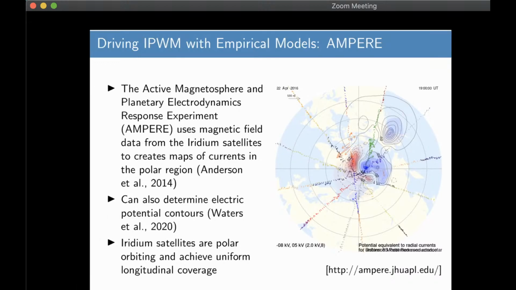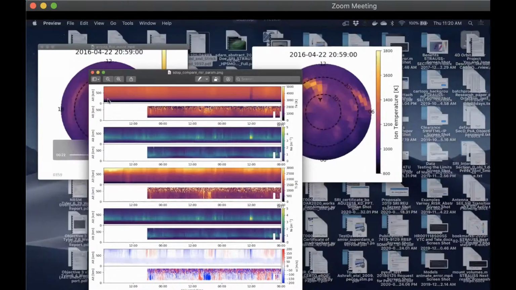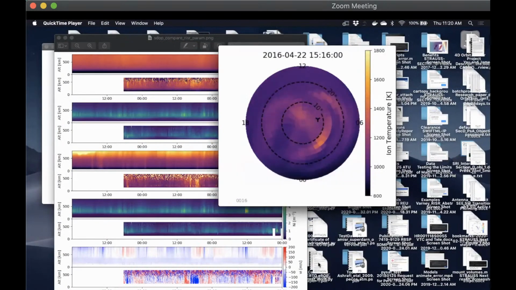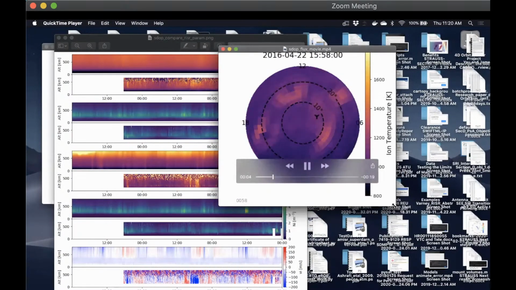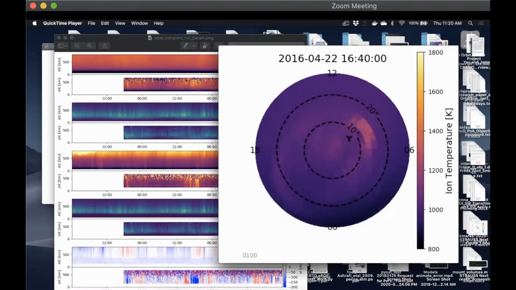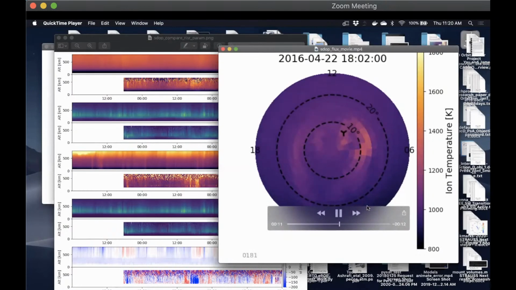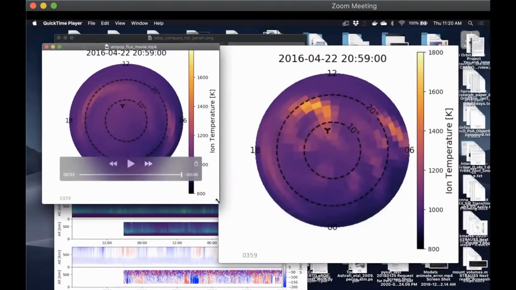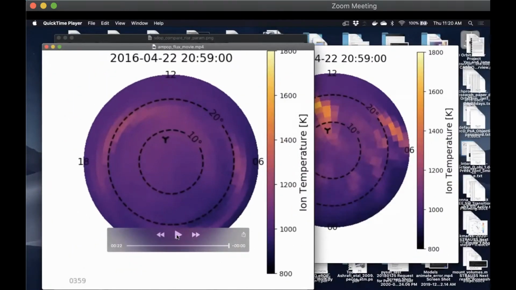So I'm going to try right now to show you, hopefully everyone can see this. This is an animation showing the SuperDARN results from driving IPWM with Ovation Prime and SuperDARN. This cross is where RISR is, and you see that we do capture this heating event here, but also continue to have a lot of heating in the cusp. And then this is the same, but with AMPERE.